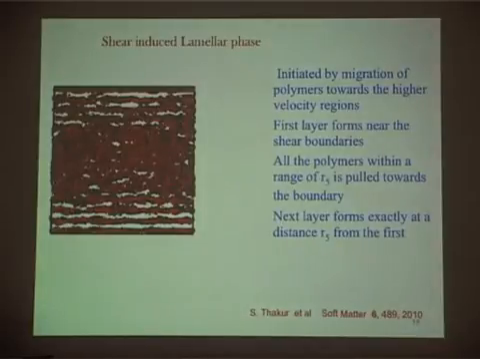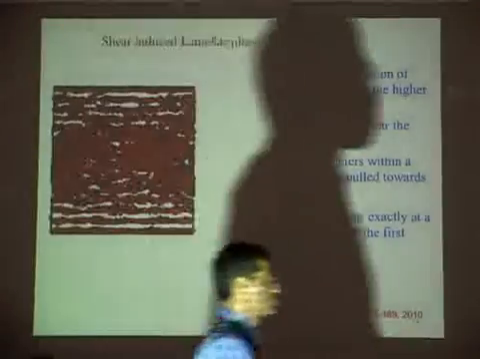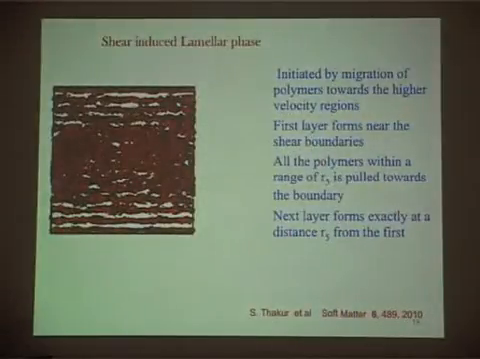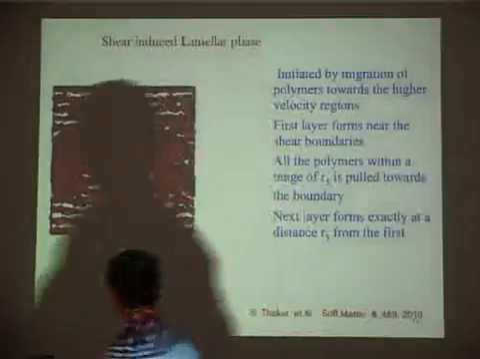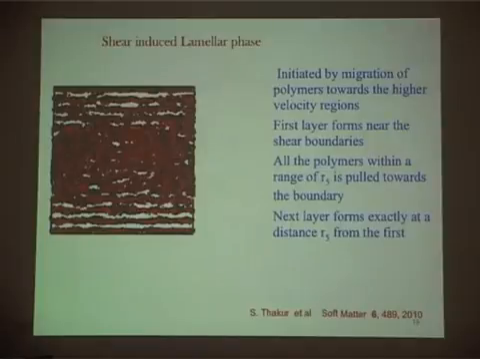If you have a hard wall, even if you don't have a shear, you don't get layers. We checked that. What Sarjit was asking is that when you have a hard wall, of course there is already a density modulation there, but that doesn't lead to layers. That's the reason why we did this Lees-Edwards boundary condition also, to check that it's not coming from a wall-induced effect. And also there is a critical shear rate below which you don't see this layering.